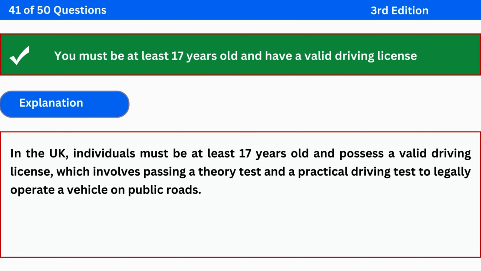The correct answer is you must be at least 17 years old and have a valid driving license. Explanation: in the UK, individuals must be at least 17 years old and possess a valid driving license, which involves passing a theory test and a practical driving test to legally operate a vehicle on public roads.